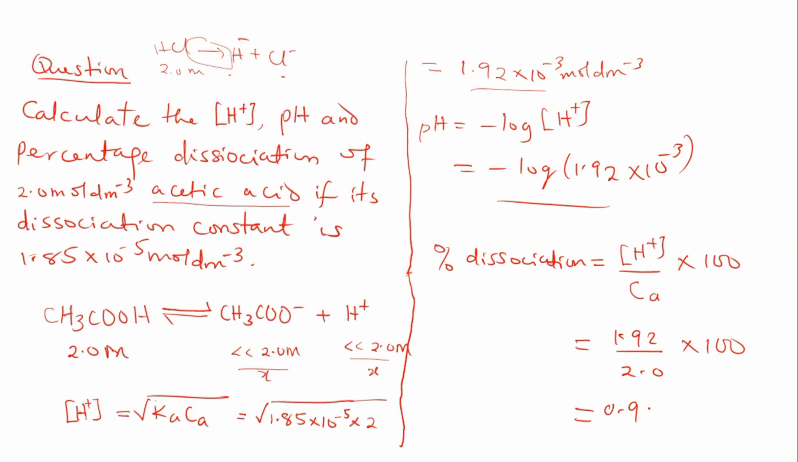It's going to give us 0.96%. Can you see how low the percentage dissociation is? Very low. So just 0.96% of the acid dissociated. The rest did not dissociate. So that's a very low dissociation, and therefore, it is a weak acid, right?